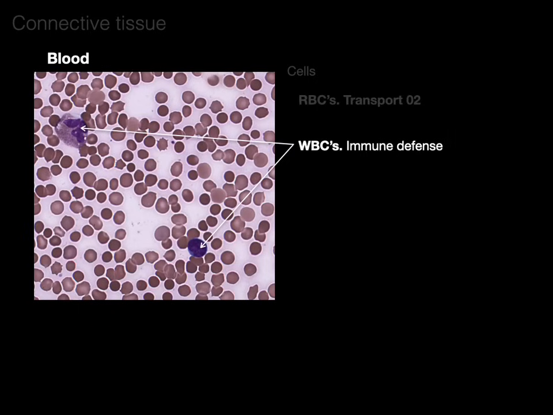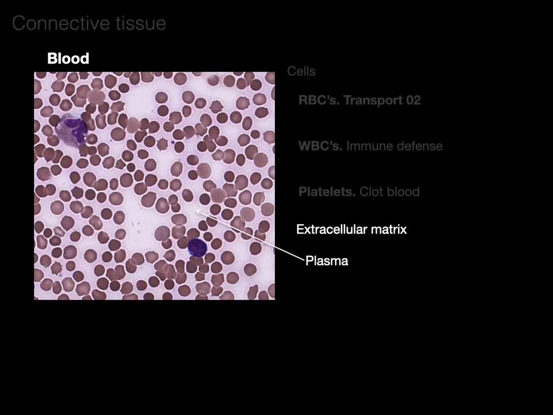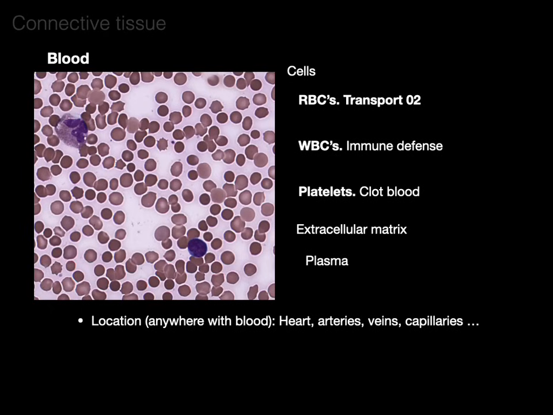White blood cells, or WBCs, are for immune defense. There's lymphocytes, neutrophils, eosinophils, and so forth. And then platelets, or thrombocytes. Platelets, as we see in this blood smear, are for helping to clot blood. Now, the extracellular matrix of blood is plasma, and plasma is water and clotting factors and so forth. And so basically, where do you find blood? Anywhere there's blood: the lumen of the heart, arteries, veins, capillaries, and so forth.